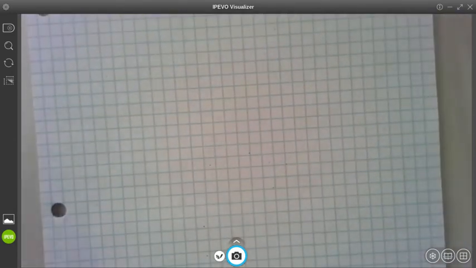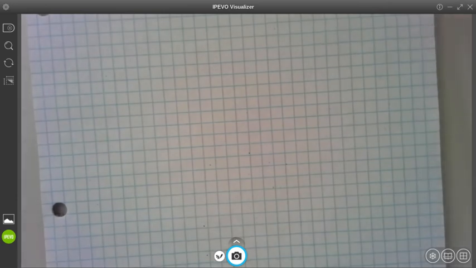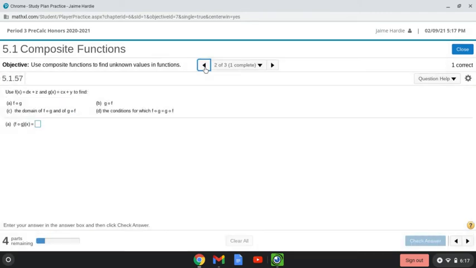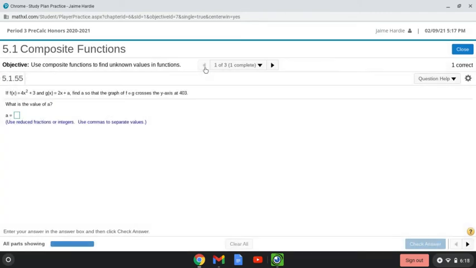And then the other question I was seeing coming through was, which one? Same category. This one. So it's still under the 5.1, use composite functions to find unknown values in functions. So this one says f of x equals 4x squared plus 3, and g of x equals 2x plus a. Find a so that the graph of f of g crosses the y-axis at 403.